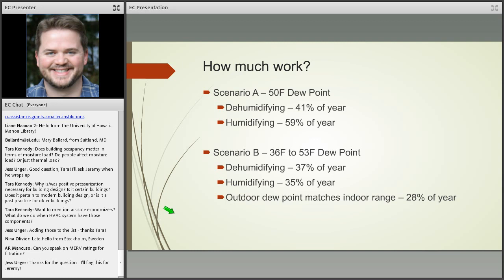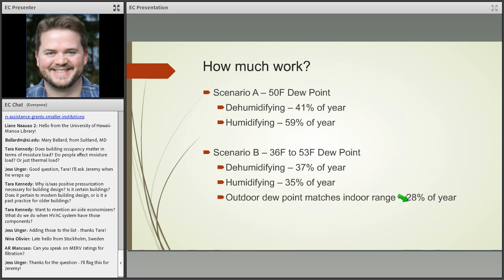But that scenario B, where we start thinking about seasonal set points and the ability to use a lower moisture content in the wintertime, and allowing the moisture content sometimes, depending on the situation or the environment, to creep up slightly in the summertime, up to about 55% relative humidity, means that now, instead of 41% of the year, we've reduced the amount of dehumidification we have to do. We're only now looking at 37% of the year to dehumidify, at least based on outside air qualities. And for humidification, now we only have to humidify 35% of the year instead of almost 60%.